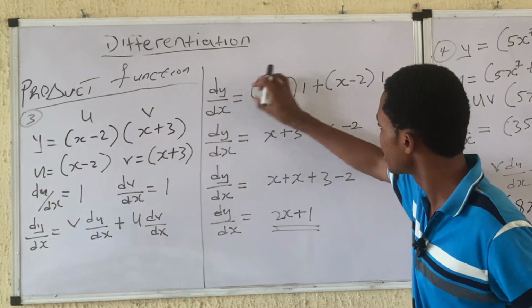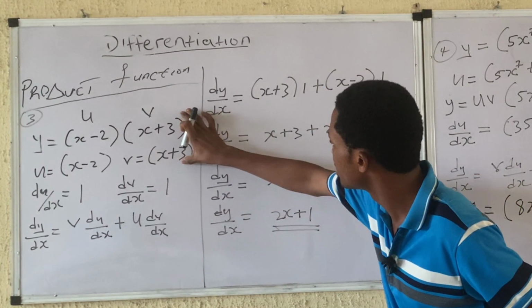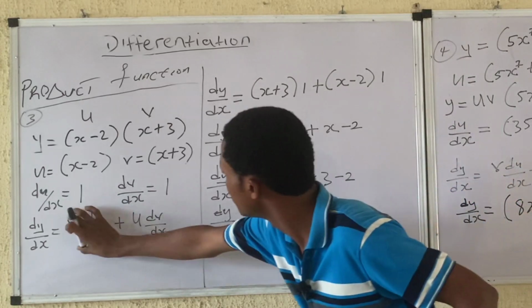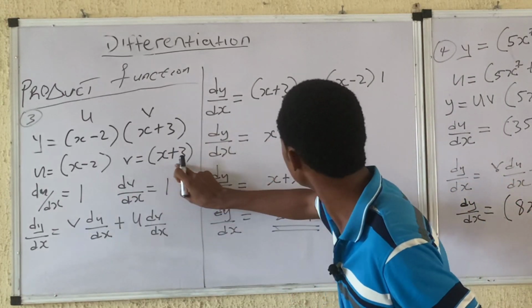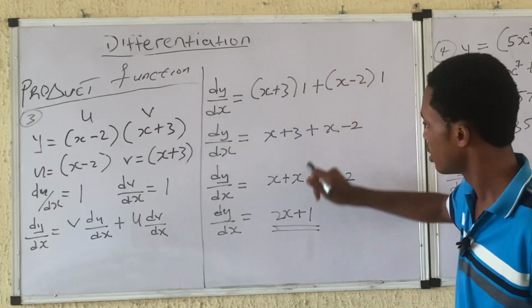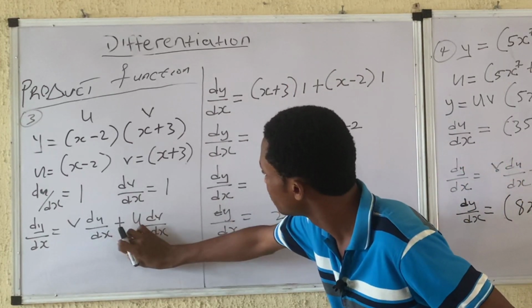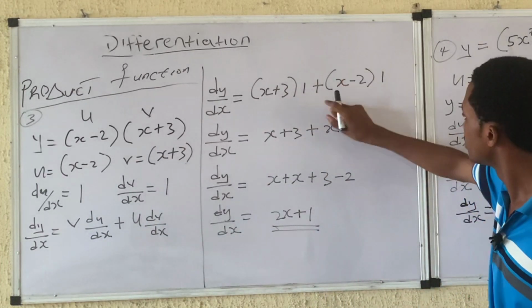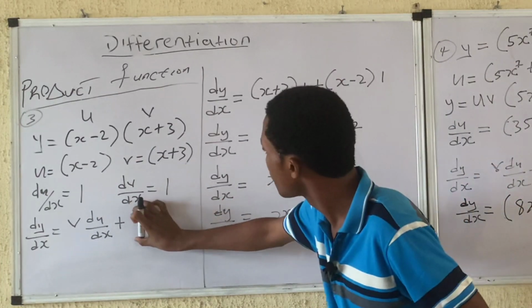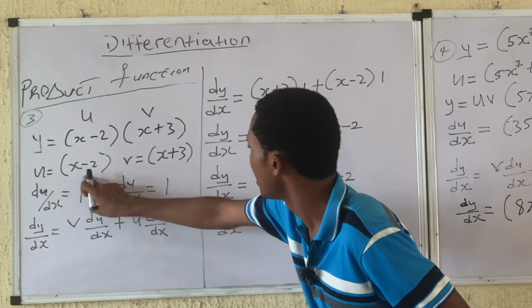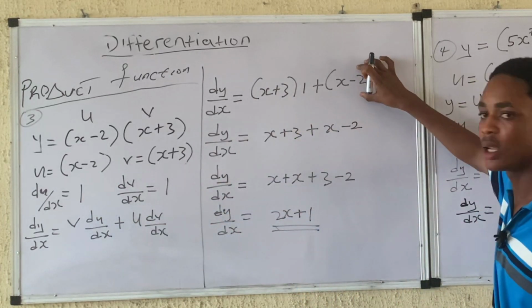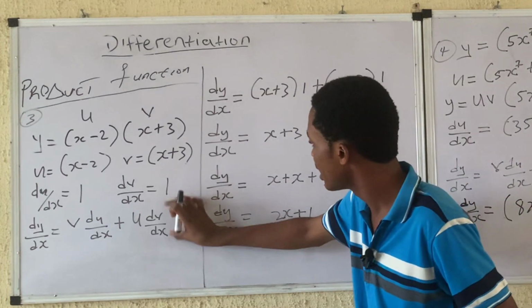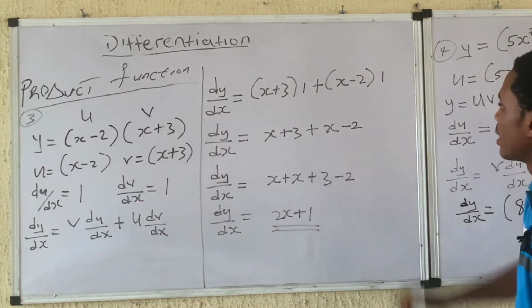Now, dy/dx equals, inputting these numbers here, our v, which is x plus 3, times our du/dx, which is 1, plus our u, which is x minus 2, that's what we have here, times your dv/dx, which is 1 as well, is the one we have here.